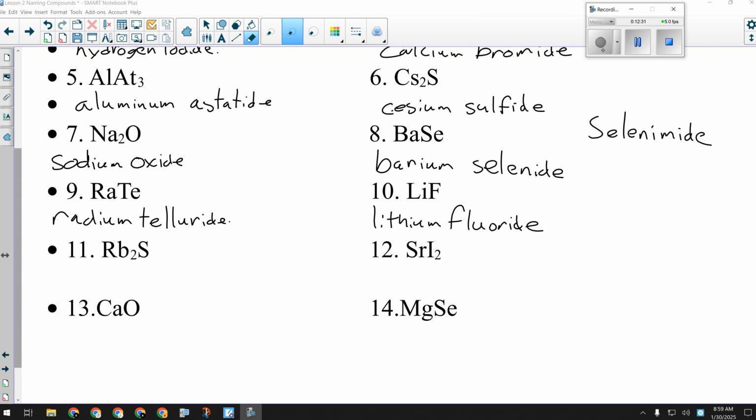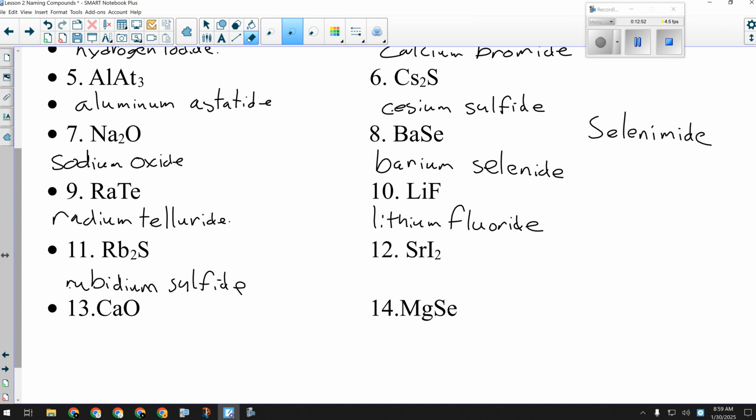So for number 11, Rb stands for rubidium. And S, sulfide. It's supposed to be an M. Sulfide. And look what I did again. See how easy that habit is to get into?